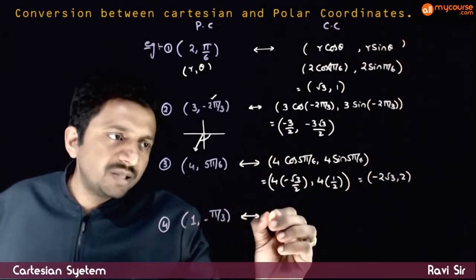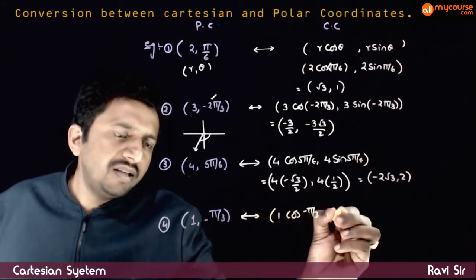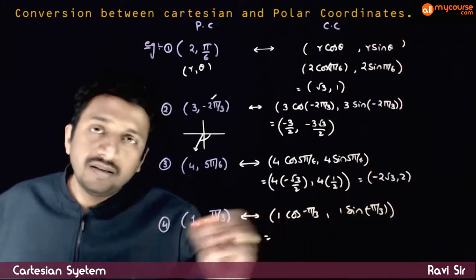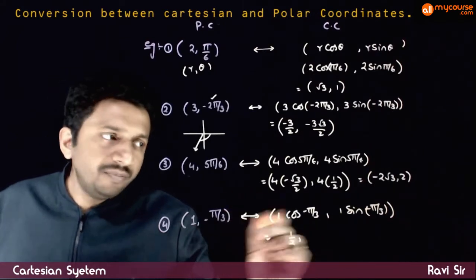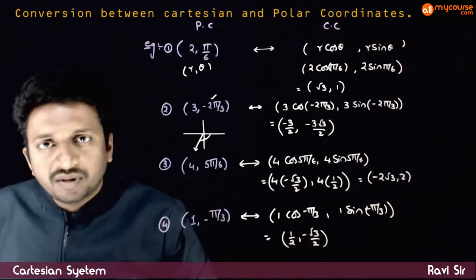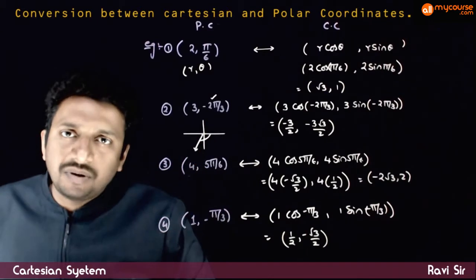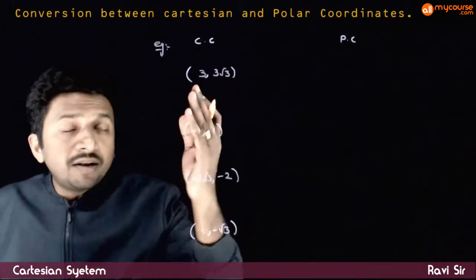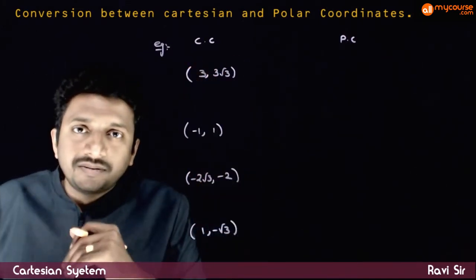Next 1 comma minus pi by 3. 1 cos minus pi by 3, 1 sine minus pi by 3. So cos minus pi by 3 is same as cos plus pi by 3. You get 1 by 2. And you get minus root 3 by 2. So these are the 4 conversions from polar coordinates to Cartesian coordinates. Very straightforward. Now, in this set of examples, let us do the conversion from Cartesian coordinates to polar coordinates.